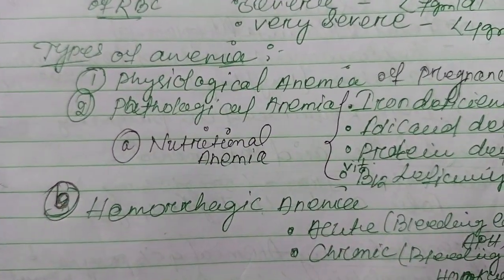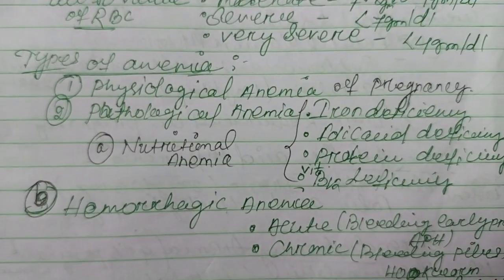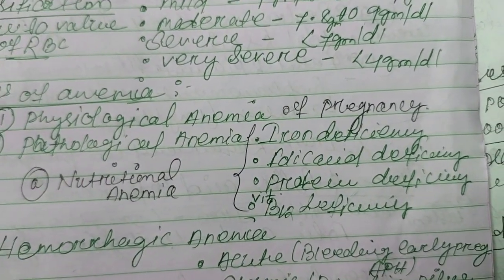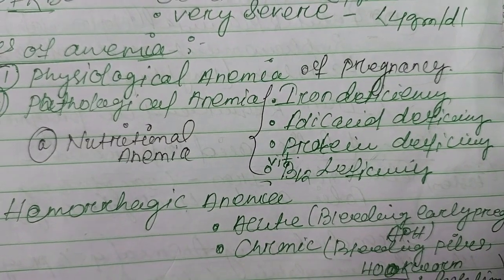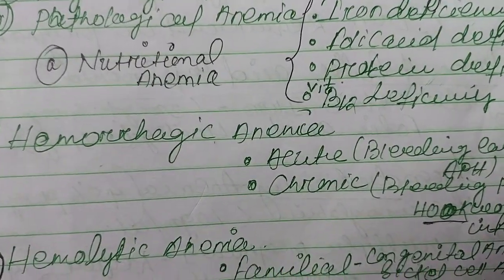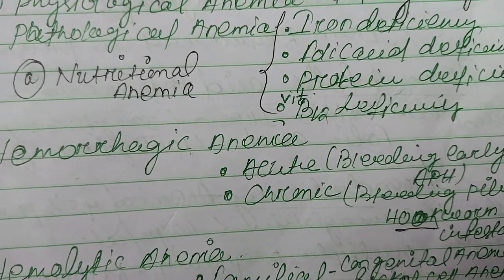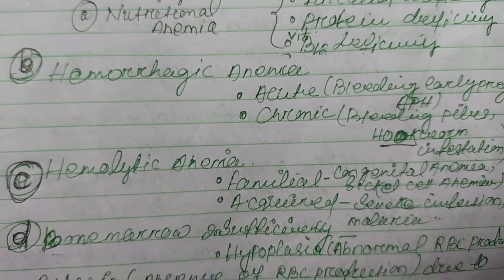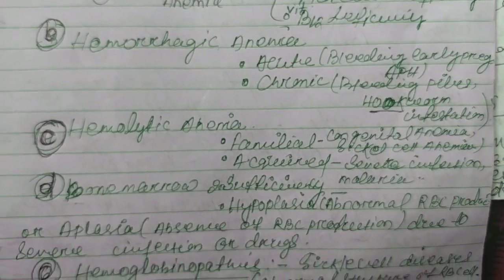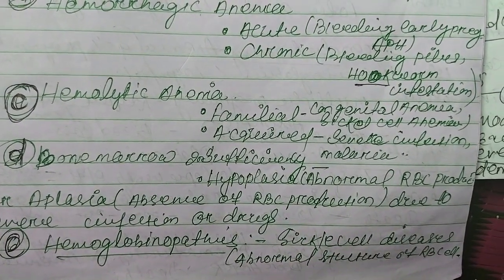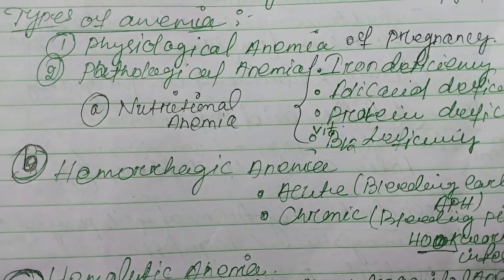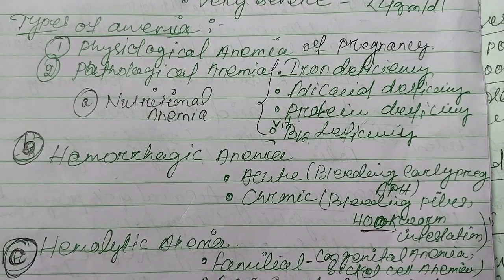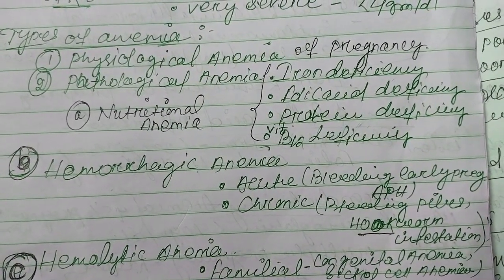So let's talk about the classifications of anemia. There will be two classifications: physiological anemia in pregnancy and pathological anemia in pregnancy. Under pathological anemia, it is classified into some types. First one is nutritional anemia, second is hemorrhagic anemia, third is hemolytic anemia, fourth is bone marrow insufficiency, and the fifth one is hemoglobinopathies. So these are the classifications of anemia. First one is physiological anemia of pregnancy, but before that we'll talk about the pathological anemia.